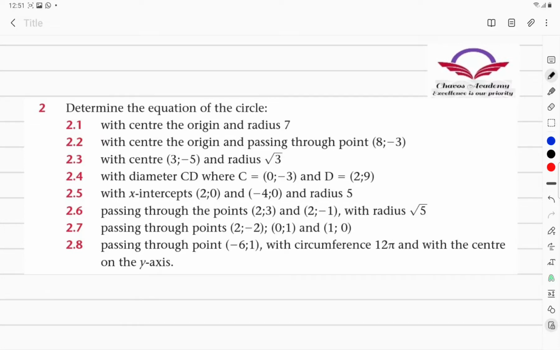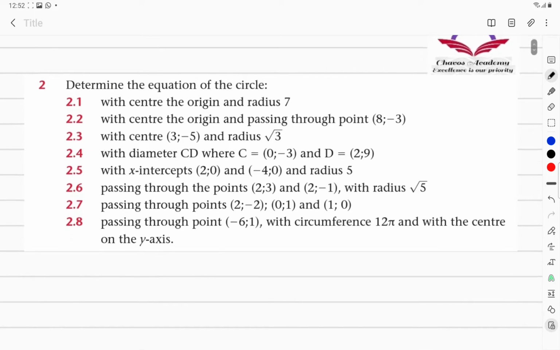Okay, I want us to do this challenge question, which is 2.8. It's our challenge question. So let's do it now. We need to determine the equation of the circle.